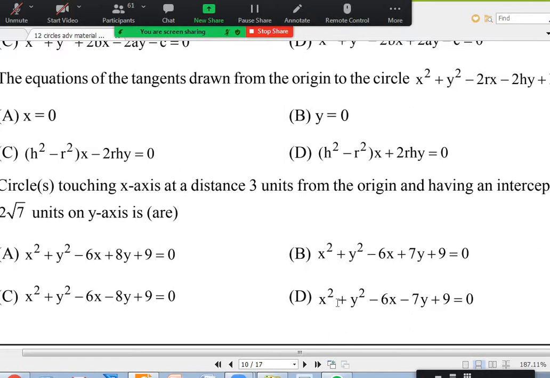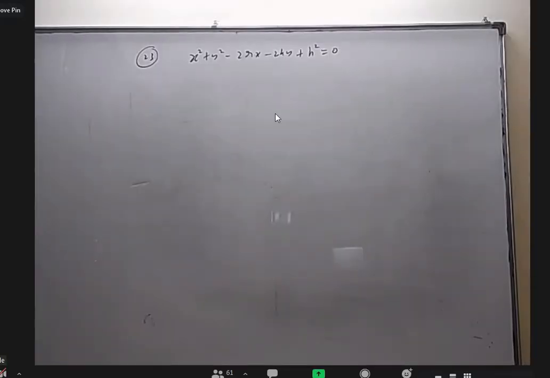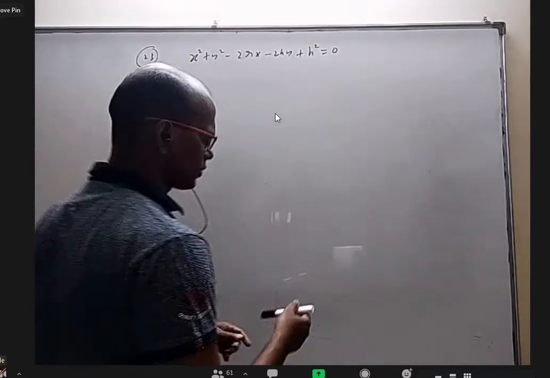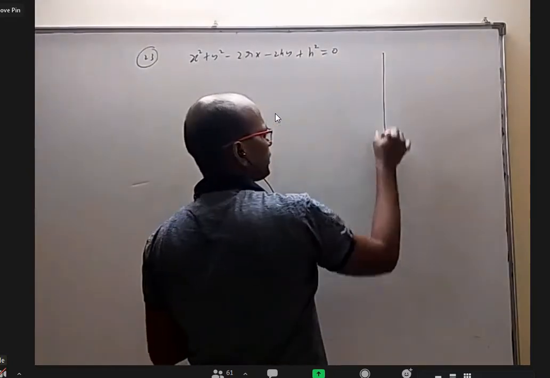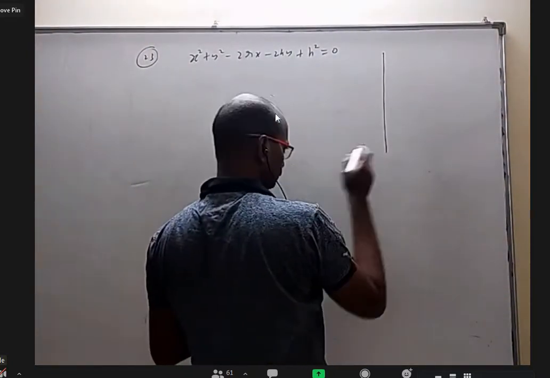Okay, 23. What is this circle? x square plus y square minus 2rx minus 2hy plus h square equal to 0. From origin, you have drawn two tangents. What are they? So this is a very simple question. From an external point, you want to draw two tangents. What are they? But this is a specific question where we can do some other methods apart from S1 square equal to S into S11.